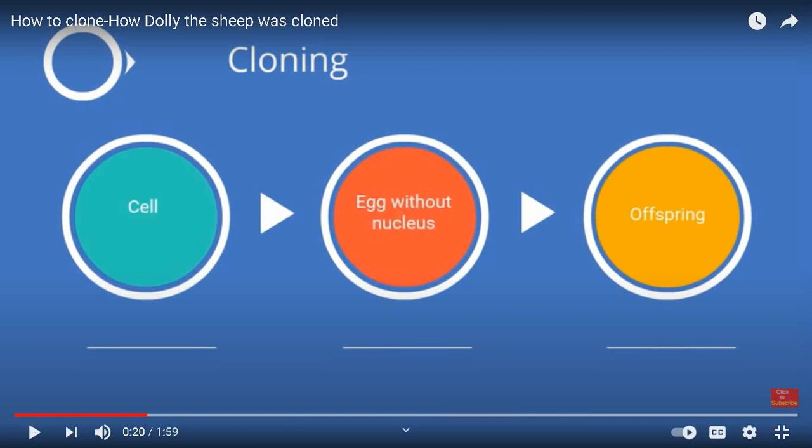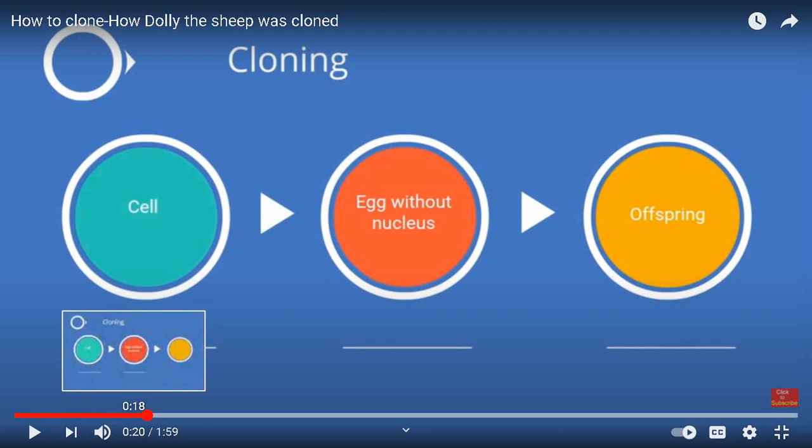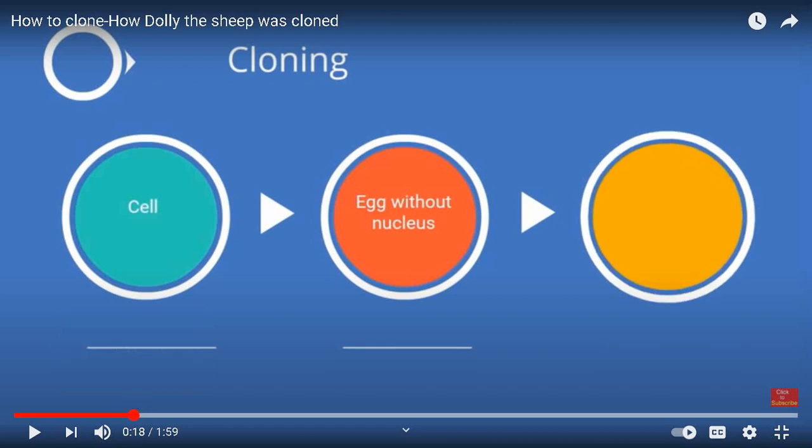Okay, I want to stop here. Cloning in general: you take a cell, and then an egg without a nucleus. The egg cell normally has a nucleus, but here you take one without a nucleus, so it becomes an offspring. Look at this again.